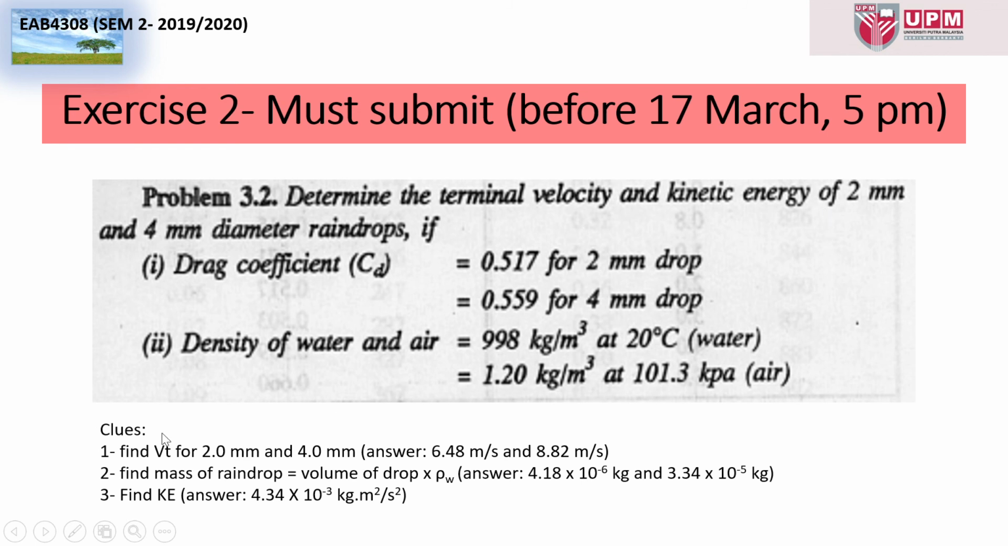I put some clues here. First, you find Vt for 2 mm and 4 mm, and this is the answer, so you can check your answer here. Secondly, you find the mass of the raindrop, which is equal to the volume of the drop times water density. The answer should be this too. And finally, you find kinetic energy, and the answer is 4.3 to the power of negative 3 kilogram square meter per square second.